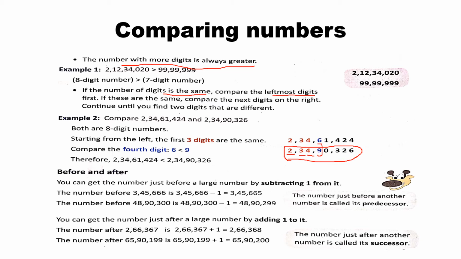Before and after. You can get the number just before a large number by subtracting 1 from it. So the number just before another number is called its predecessor, means subtracting 1 from the number. You can get the number just after a large number by adding 1 to it. So the number just after another number is called its successor. Successor means adding 1 to the number.